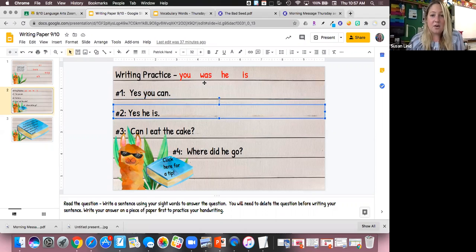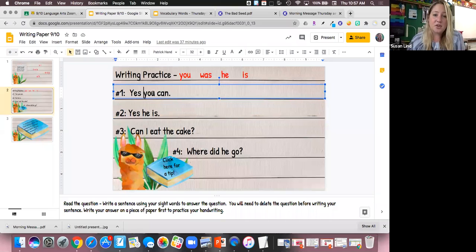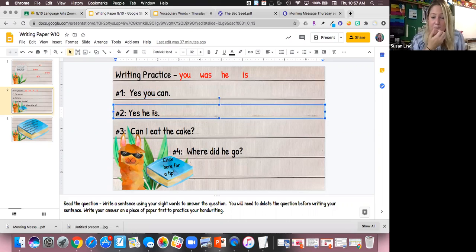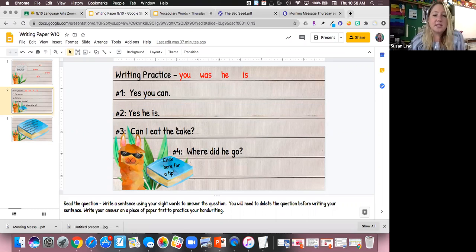We are using our sight words. Those are the words in red: you, was, he, is. Here is the word you. You have to make sure you use at least one of these words in your sentences. The next question was, is he wearing sunglasses? Yes, he is. So we wrote, yes, he is. There are 2 more questions. Can I eat the cake? And where did he go?